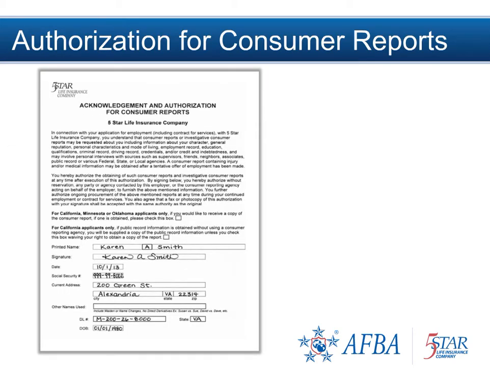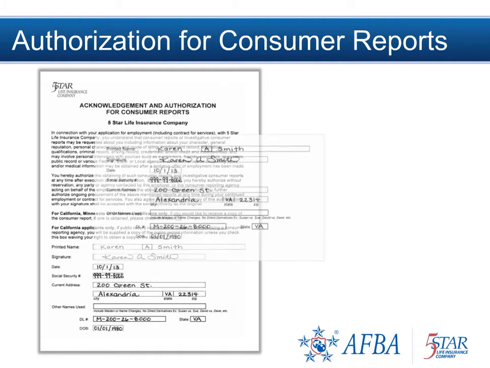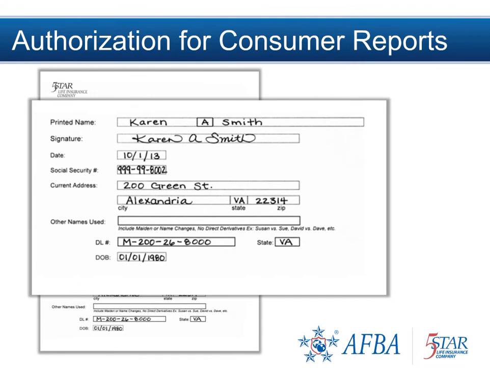The Acknowledgement and Authorization of Consumer Reports authorizes AFBA and 5-star to request consumer reports about you at any time if necessary. The required fields include your name, signature, social security number, driver's license number, and date of birth. Be sure to complete all boxes and sign. We cannot process your new agent contract without this form.